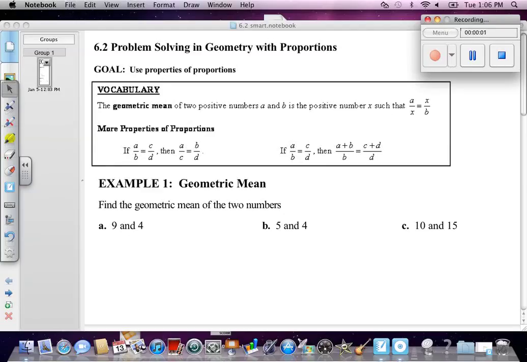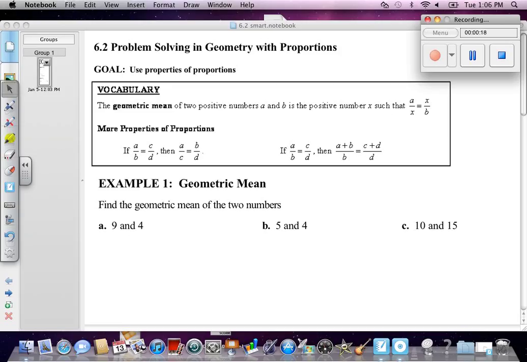Right, we're looking at 6.2, problem solving in geometry with proportions. So basically, we're doing more of yesterday, except we're adding some things to it, like some more pictures and some more complicated pictures than yesterday, and adding two different of the same thing.